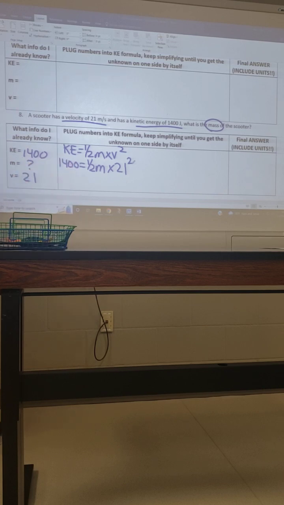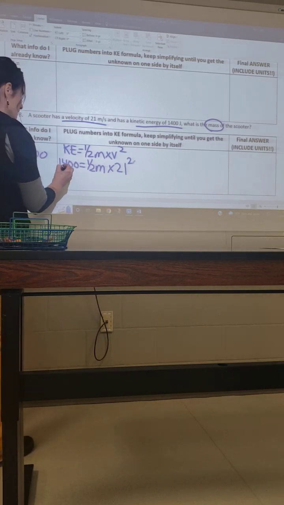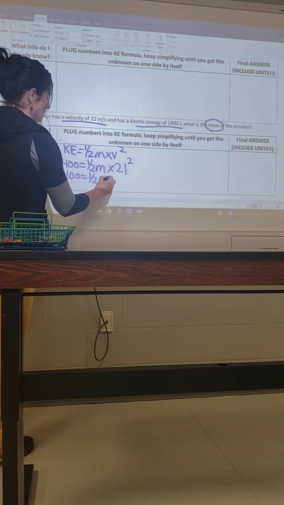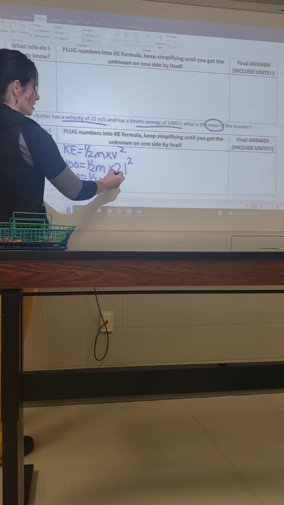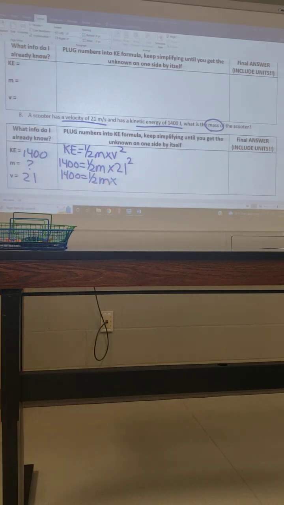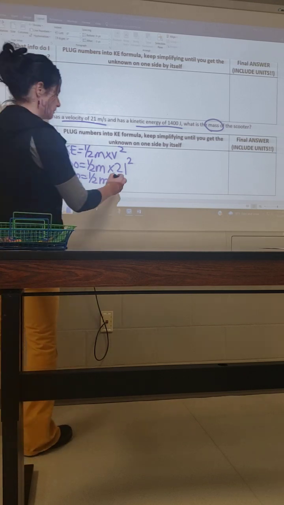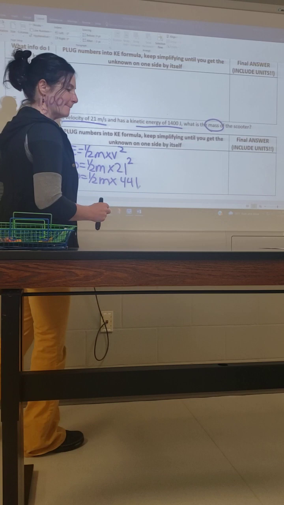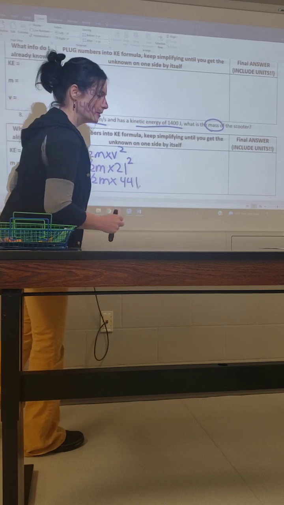So, now we start simplifying. I can't do anything with my 1,400 or my 1/2 m. I save the 1/2 m for the end, but I can simplify 21 squared. So what is that answer? 441. 441? Yeah, okay.